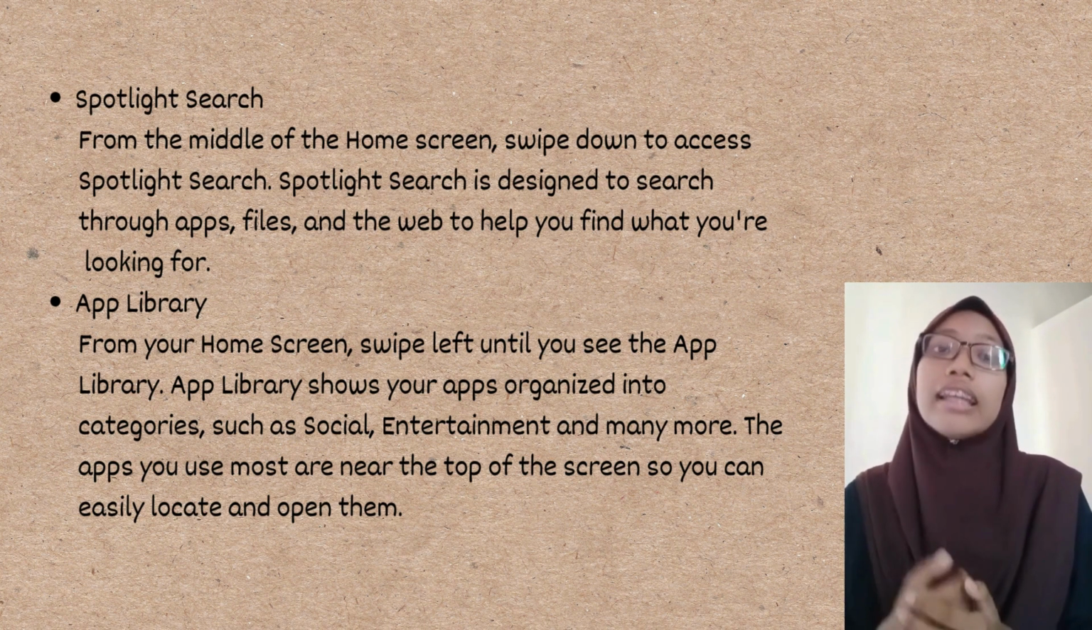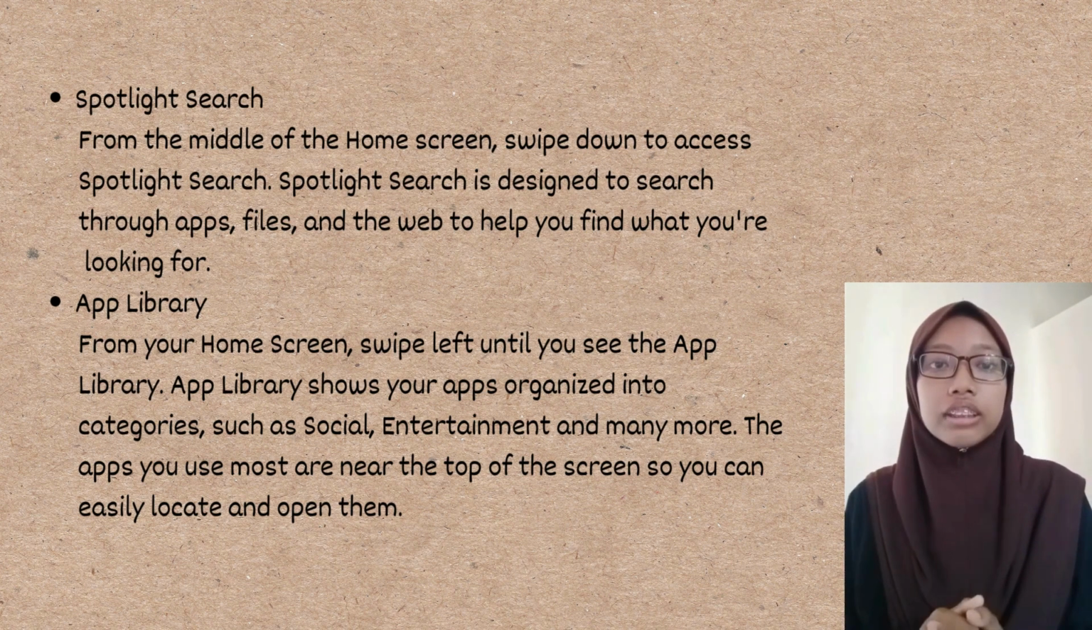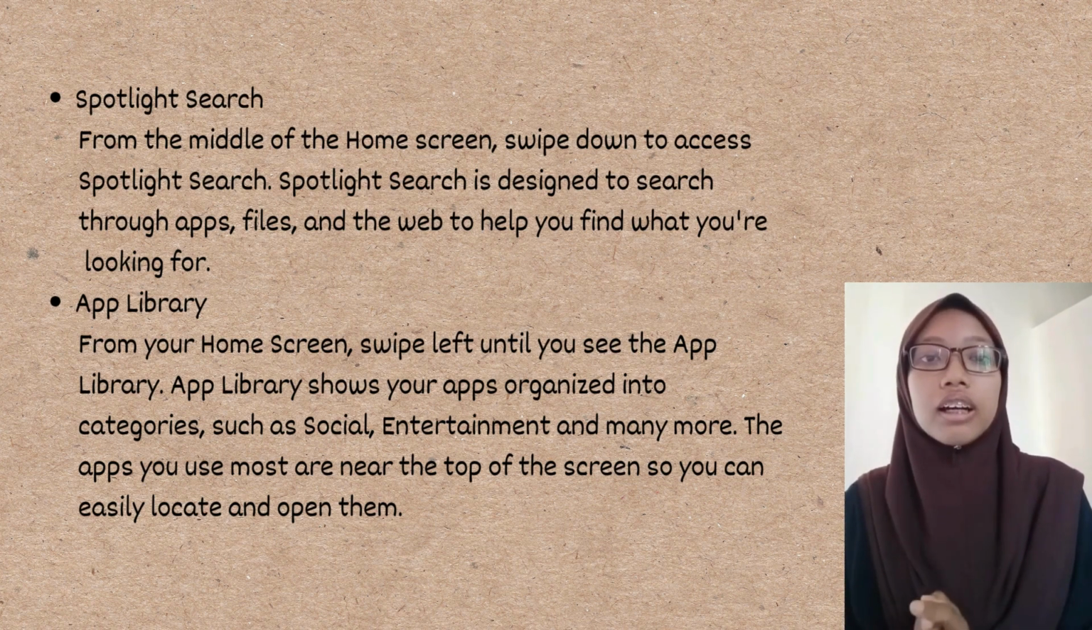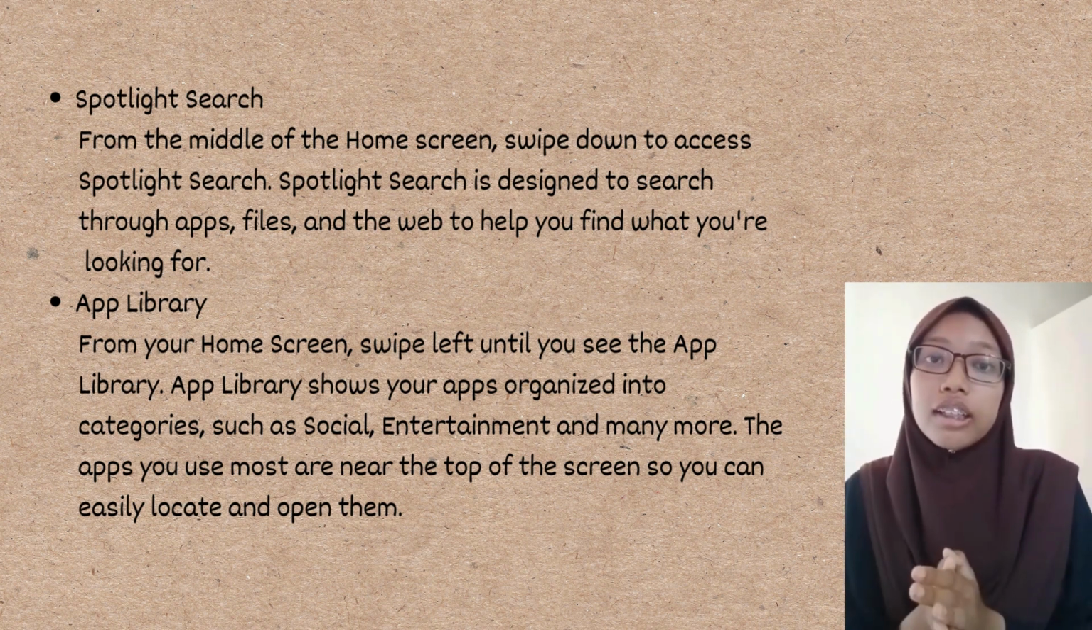And lastly, the App Library. From your home screen, swipe left until you see the App Library. App Library shows your apps organized into categories such as social, entertainment, and many more. The apps you use most are near the top of the screen, so you can easily locate and open them.